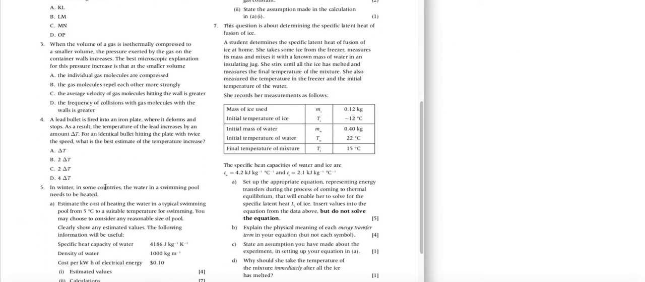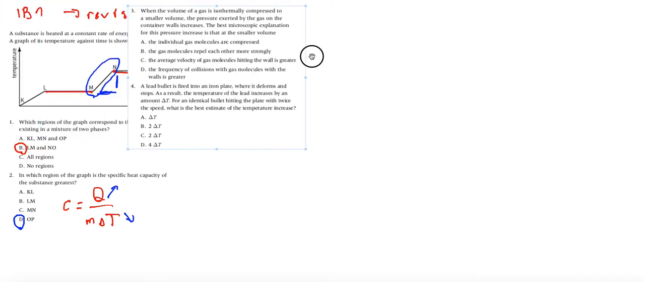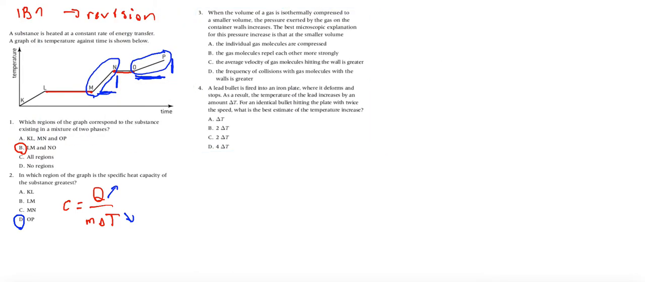Okay, exercise number 3 and 4. Let me copy and paste. Okay, so exercise number 3. When a volume of gas is isothermally compressed to a smaller volume, the pressure exerted by the gas on the container walls increases. The best microscopic explanation for this pressure increase is that at the smaller volume, and we have 4 possibilities. Important here is isothermally. Temperature doesn't change, which means that molecules do not move faster.